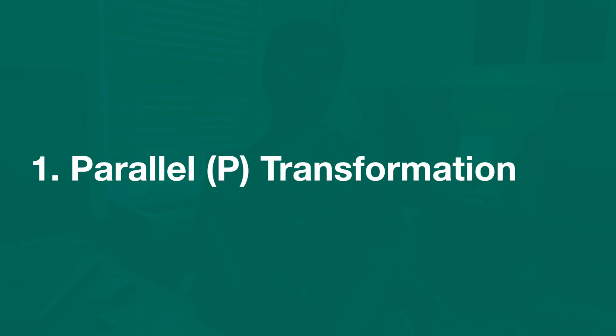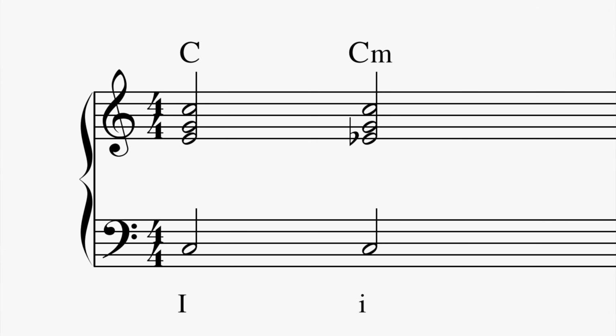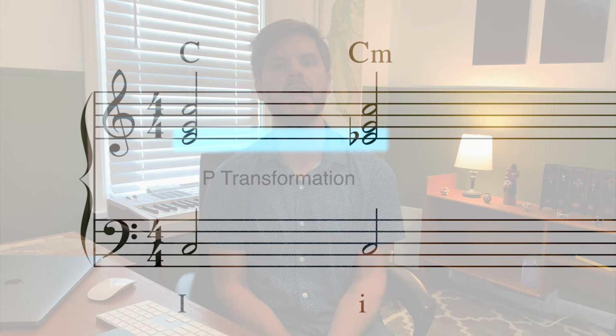We have the parallel transformation or P transformation, and this one's the easiest. It's when we take any triad and we move it to its parallel major or minor. So for example, we have C major. The P transformation takes us from C major to C minor. Only one tone moves, and it moves by half step, and the root stays the same. So C major to C minor is a P transformation. A minor to A major is a P transformation.